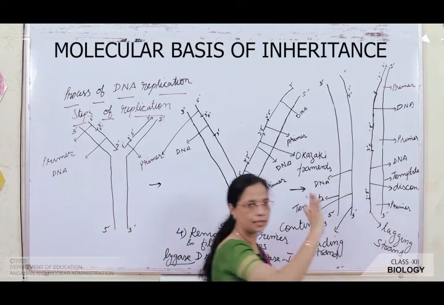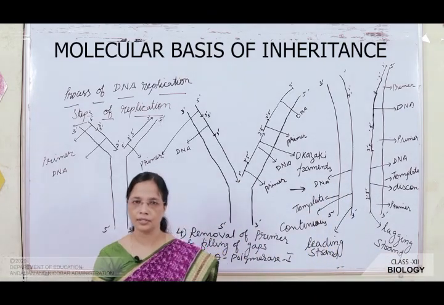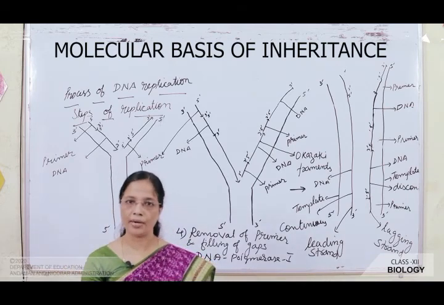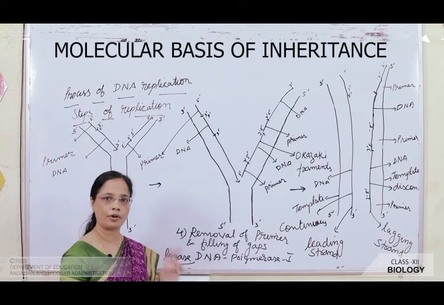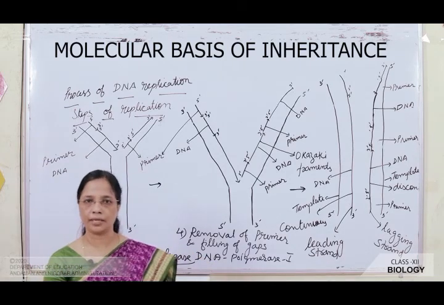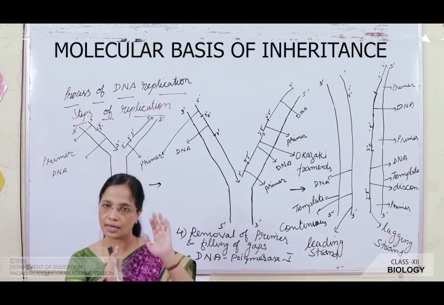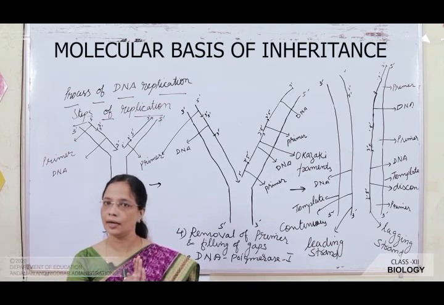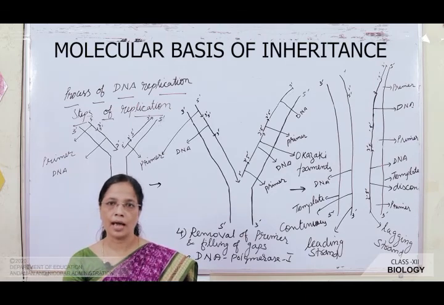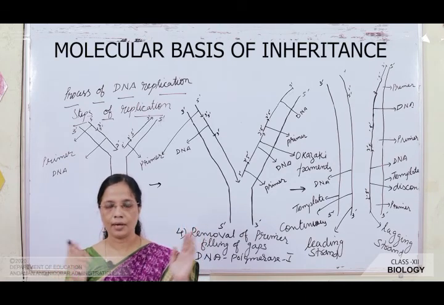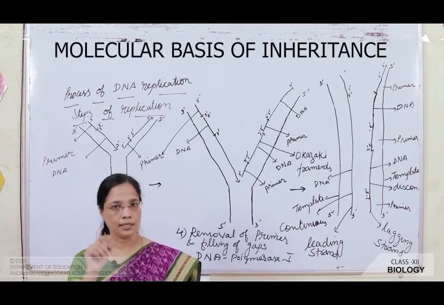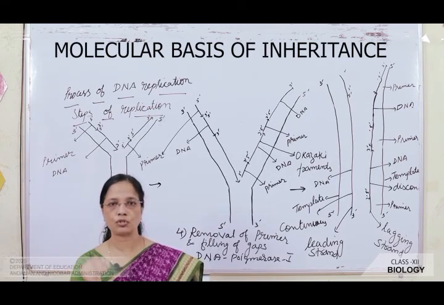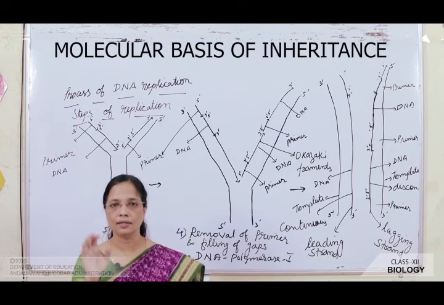So these are the steps in the process of replication. We'll see once again. First is opening of the helix. Opening of the helix is due to the recognition of ori. Ori means origin of replication. On the origin of replication, helicase enzyme binds and breaks the hydrogen bonds and the helix is unwound. After that, topoisomerase breaks the strand and releases the tension. One more protein is there, known as single stranded stabilizing protein, that stabilizes the strand.